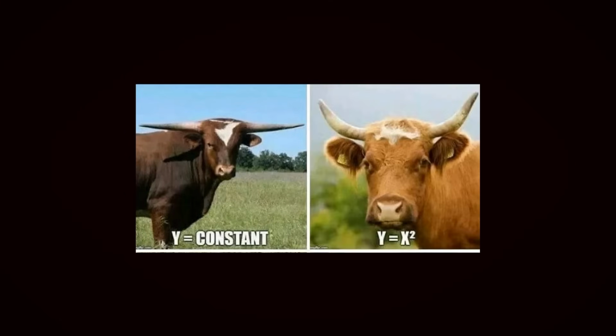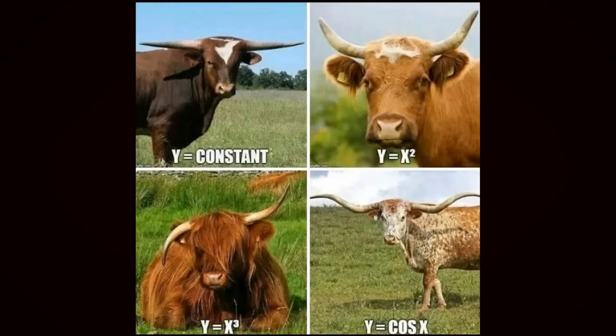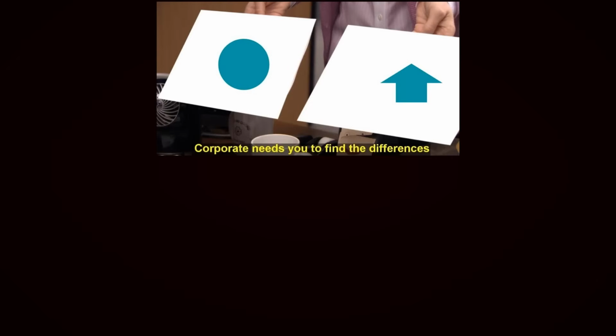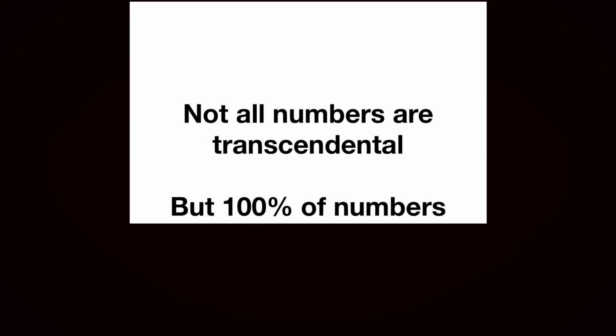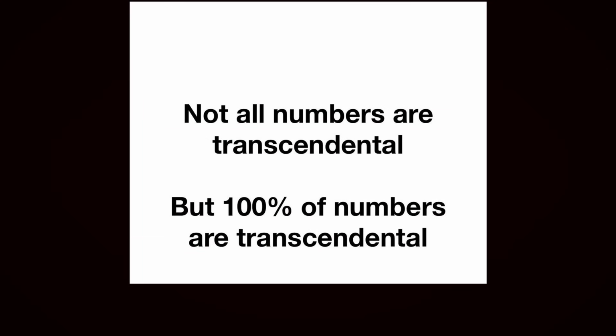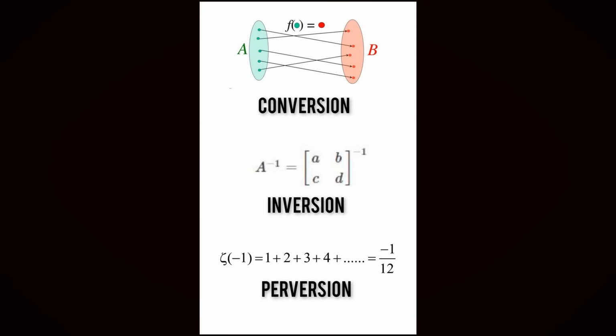y equals constant. y equals x to the power of 2. y equals x to the power of 3. y equals cos x. Corporate needs you to find the differences between this picture and this picture. Topologists: they're the same picture. Not all numbers are transcendental, but 100% of numbers are transcendental. Conversion. Inversion. Perversion. A non-binary person's worst nightmare.